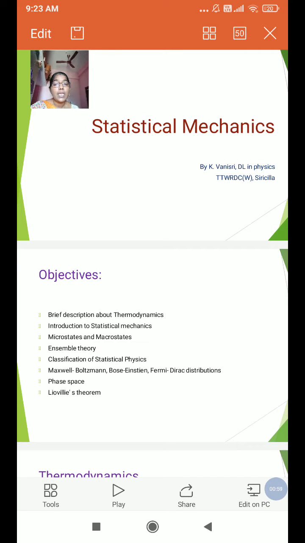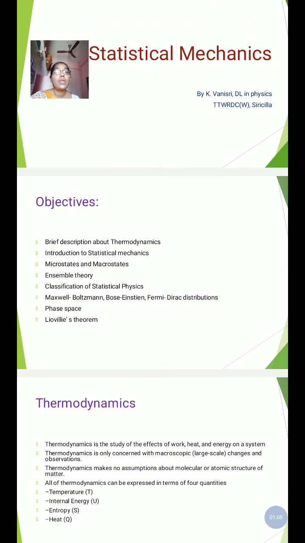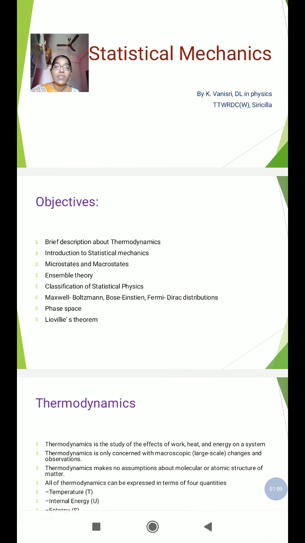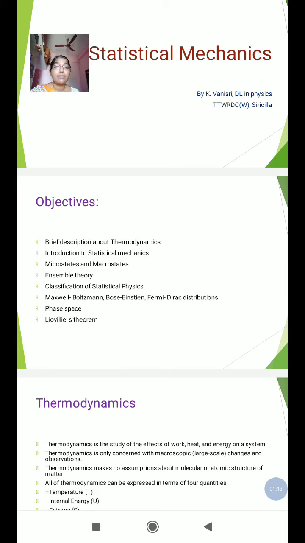Let us see the topics I am going to cover in this video lecture. First is a brief description of thermodynamics, meaning what the failures of thermodynamics are, for what systems it is applicable and for what systems it is not. We can see this in this slide. The next one is the introduction to statistical mechanics, where we can see the significance of statistical mechanics and what its use is.